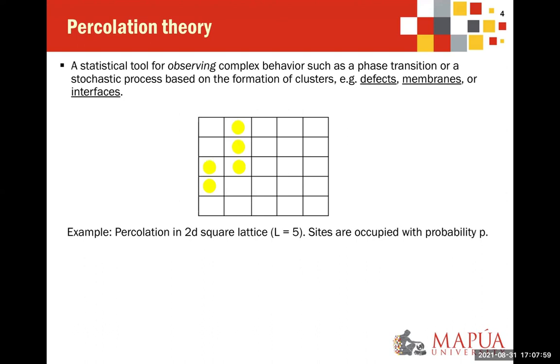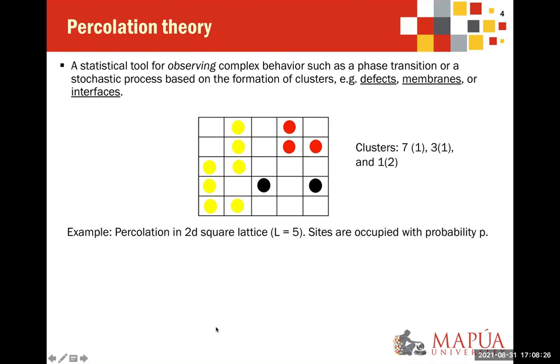For example, here, the yellow dots correspond to a cluster with 7 elements. So it's a cluster of size 7. The red dots correspond to another cluster, and it has a size of 3. And also there are 2 clusters with a size of 1. So percolation theory computes the characteristics and the evolution of these clusters.